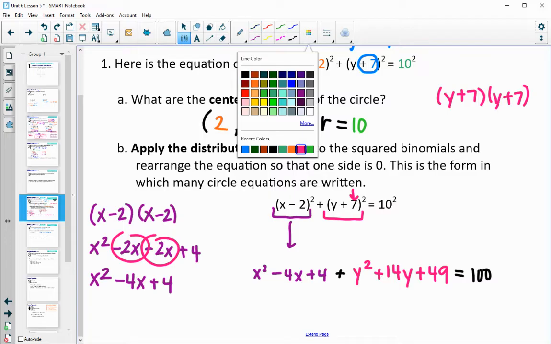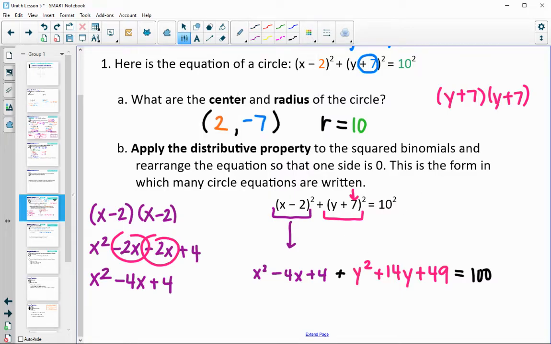Now, if you still don't see the pattern fully, then keep multiplying these out. So do y times y is y squared. Y times 7 is 7y. Then distribute the 7 to both. So 7 times y is 7y. 7 times 7 is 49. And then combine those middle terms, 7y plus 7y. And then you have that 49. That will get you this part. So if you don't see the full pattern yet, keep multiplying it out until you do.